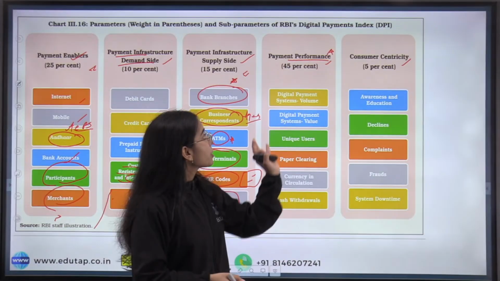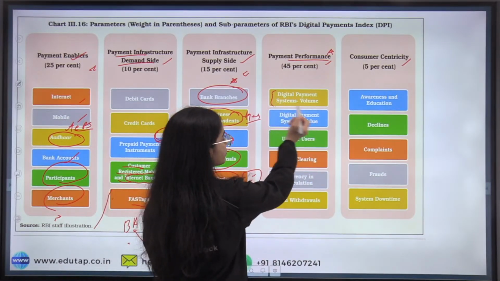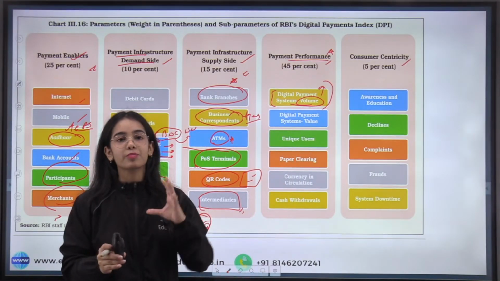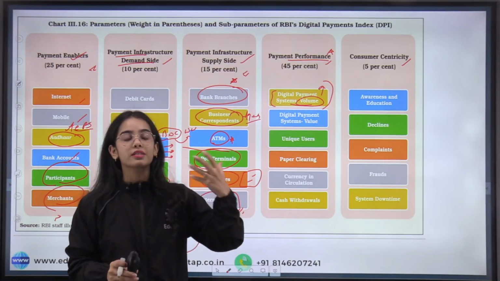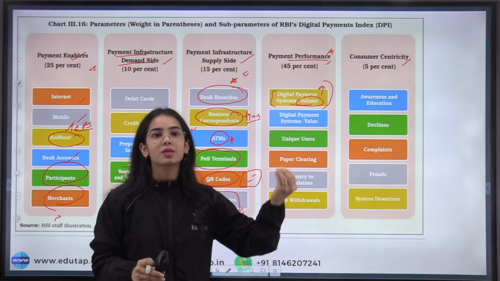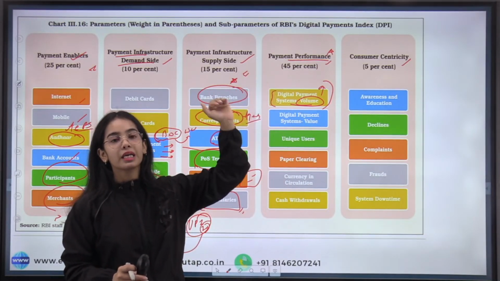Okay. Next, payment performance. How can we check the payment performance? When the digital payment system volume is increasing, that means the number of transactions through the digital ecosystem is increasing. So we can say that payment performance in the digital payment ecosystem is improving.